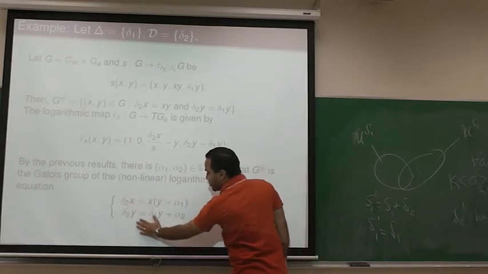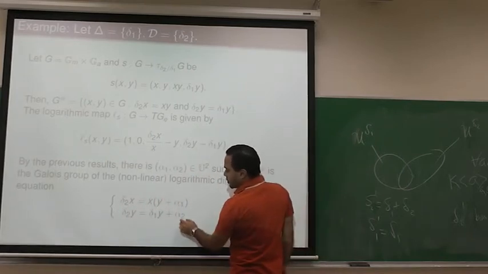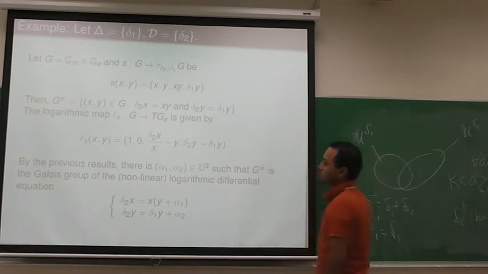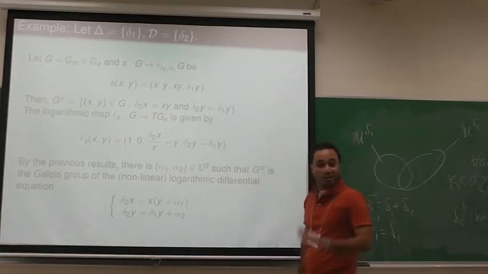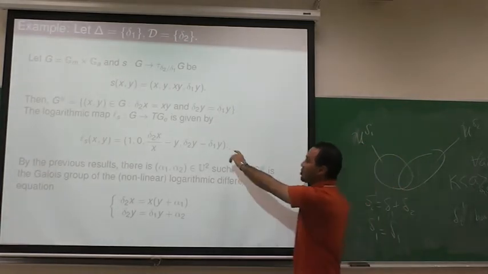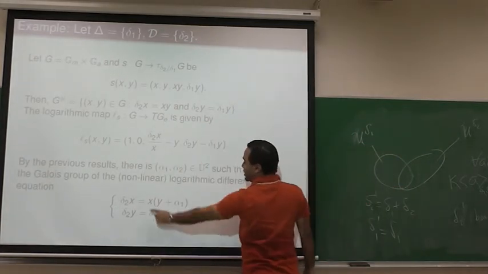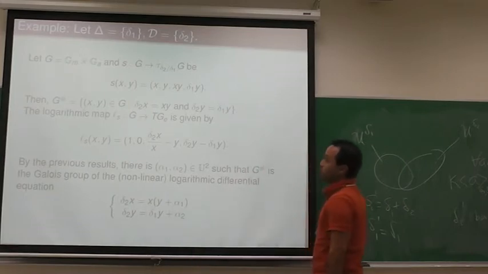and here the equations of the logarithmic equations are not very concrete, because these numbers, I don't know what they are. There are just some numbers such that this is the Galois group. It's like this is the Galois group of this logarithmic equation for some alpha 1 and alpha 2.